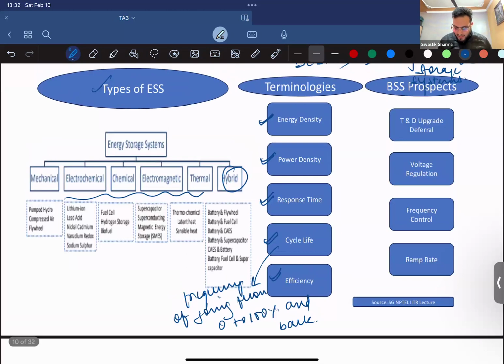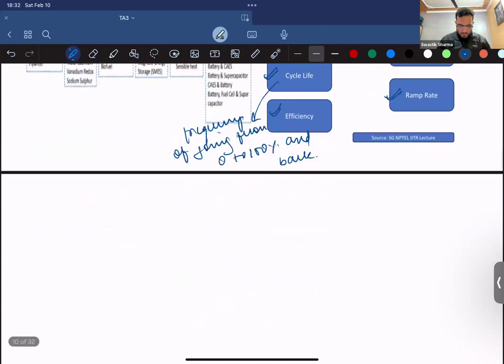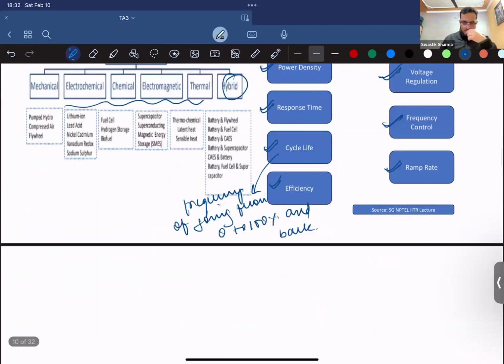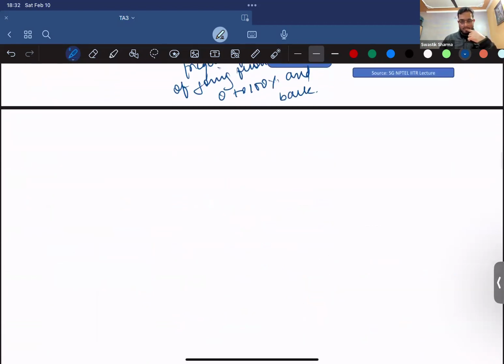I already told you they have a high ramping rate. They can provide better frequency control and voltage regulation because they are DC in nature, so you generally have an inverter. The inverter has MOSFET based switches, so if you control the firing angle of these switches, you can control the output of reactive power from the inverter. And then transmission and distribution upgrade deferral: you can defer the amount of upgrade. That's it. I don't remember why I had this.